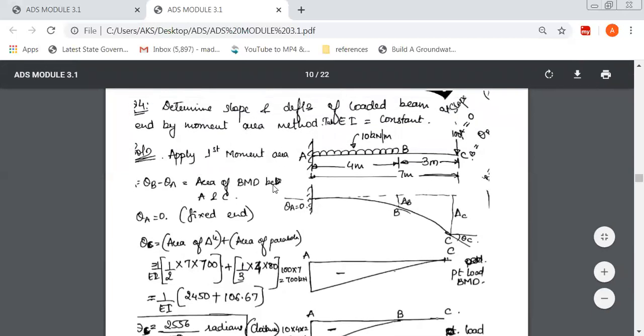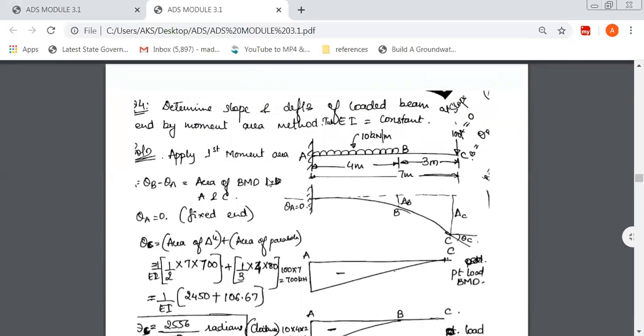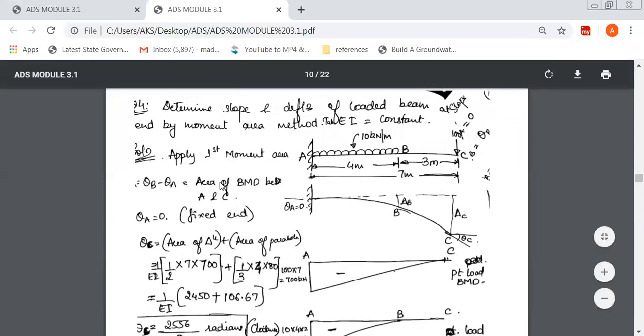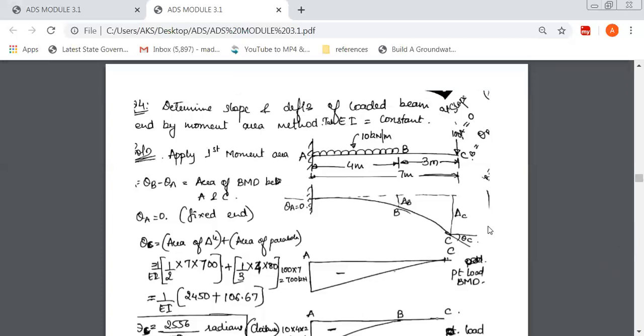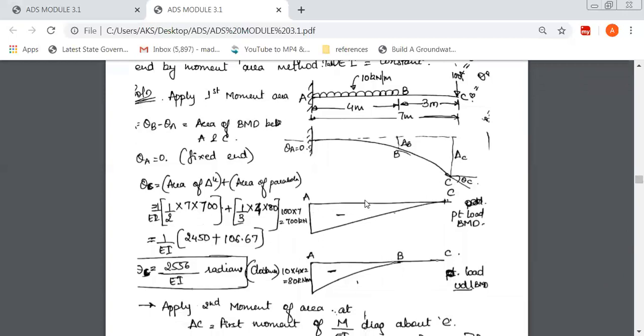We'll apply Mohr's first theorem, also called the first moment area theorem. Theta B minus theta A, but our interest is to find theta C. So theta C minus theta A is equal to... theta A is already 0. So theta C is equal to the area of the M over EI diagram due to point load and the area of the M over EI diagram due to UDL.